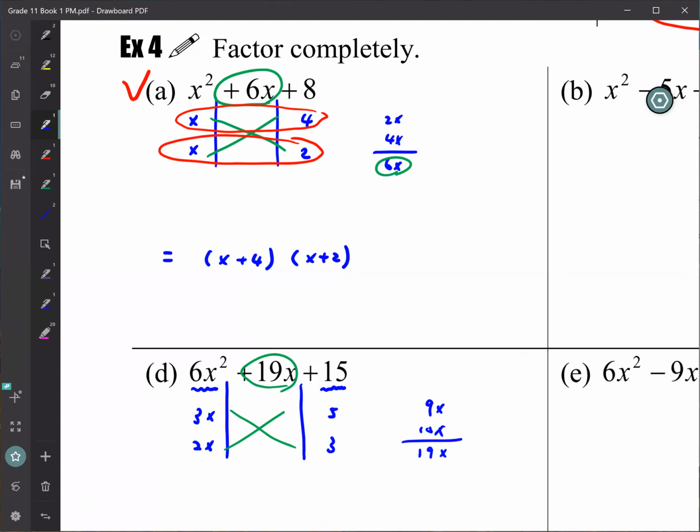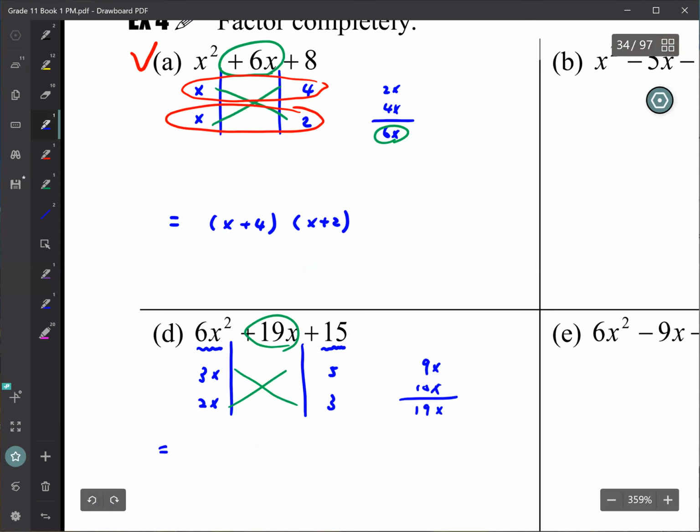Okay, now we need to write the answer in the correct way, right? So what are the brackets now? Harry?